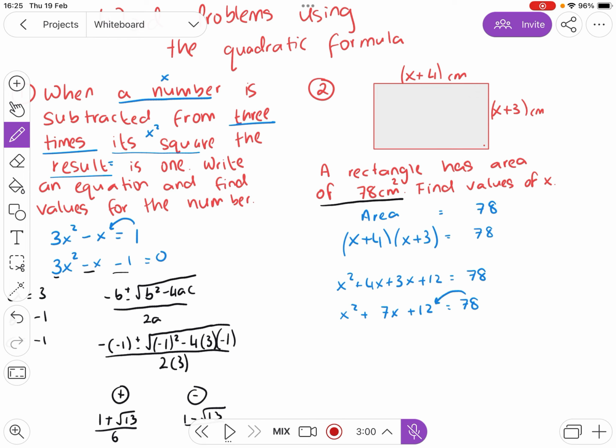So this 78 is going to need to move. So I'll have x squared and 7x and 12 minus 78 equals 0, and that'll turn into x squared plus 7x minus 66 equals 0. And now I am ready to use my minus b formula to see what possible values of x we could use.